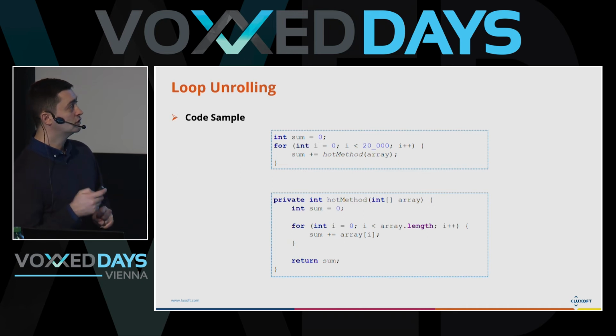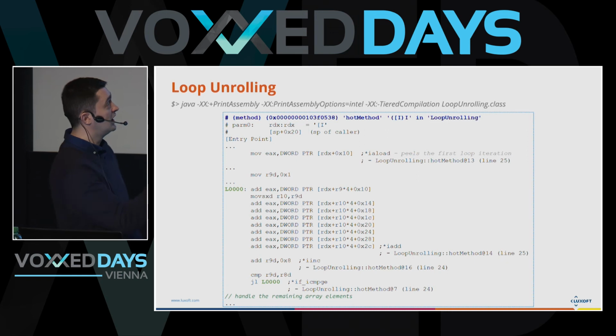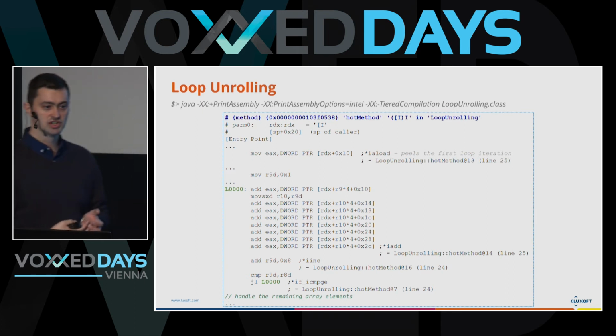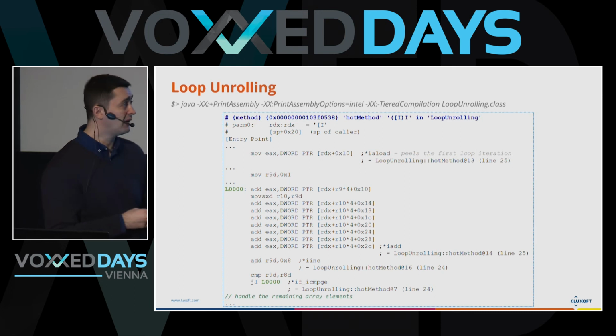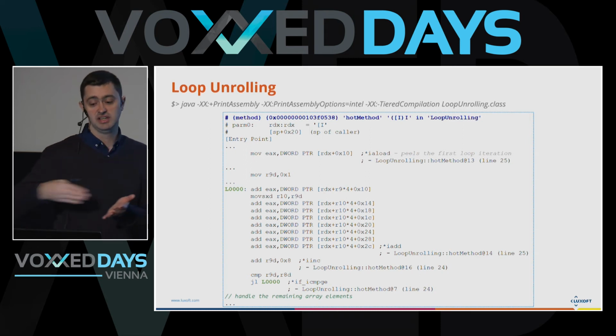If I compile and print the assembly, as we see, there are a lot of additions inside this loop. It's from here to here, and the counter increases by 8 mainly, which leads me to the conclusion that the just-in-time compiler did a loop unrolling, and it unrolled the loop by 8 iterations at the same time.